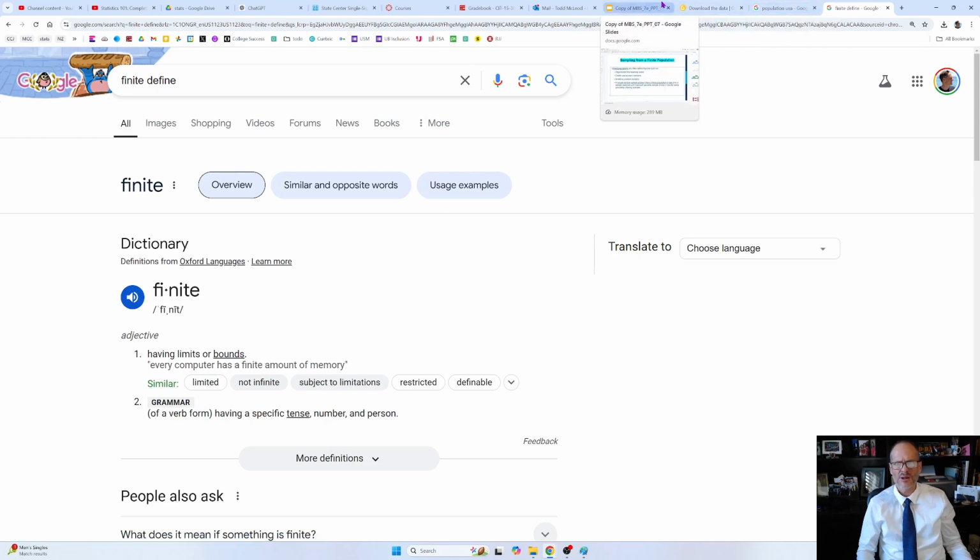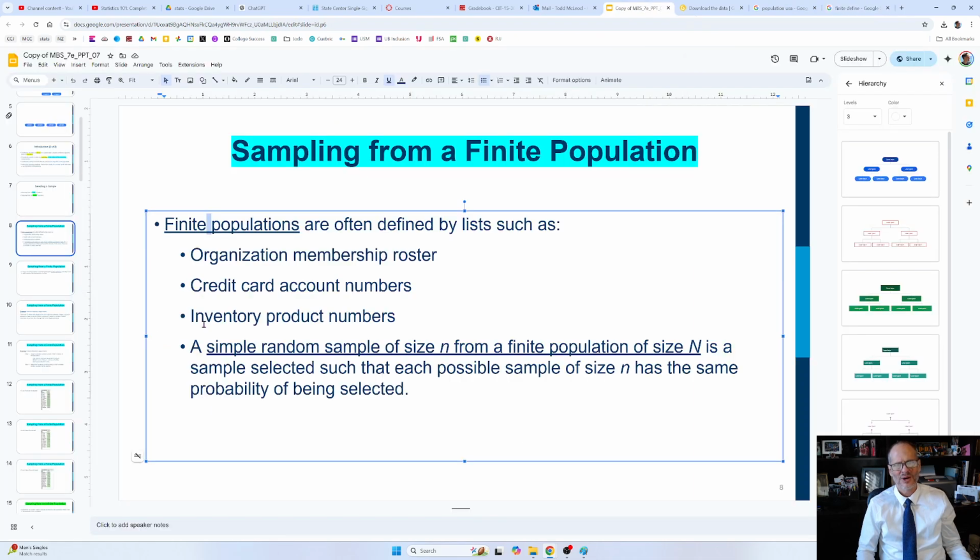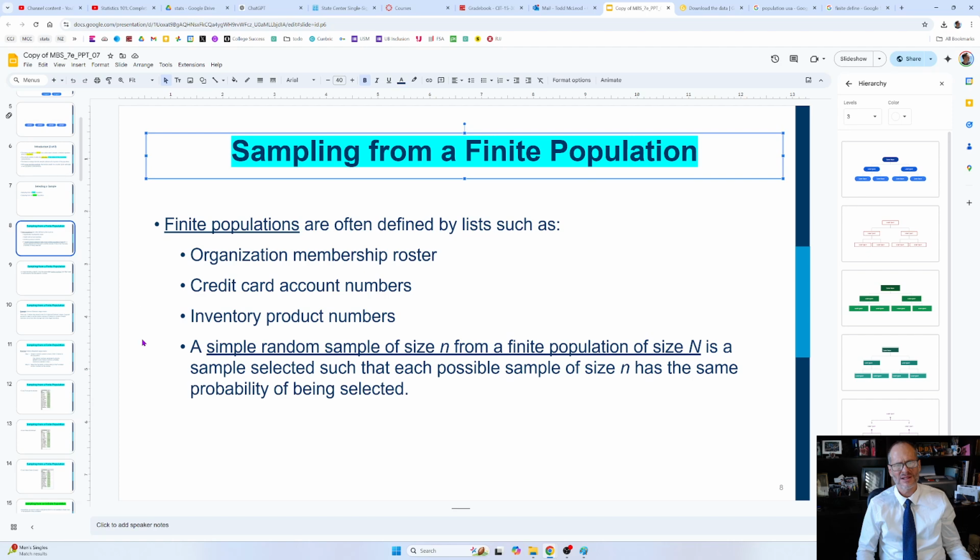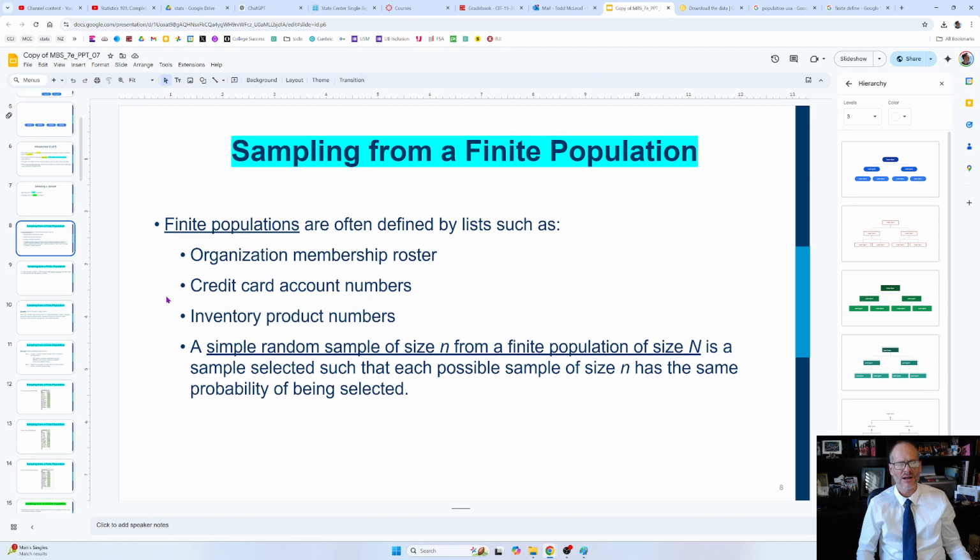Like we as humans are finite. We've got limits, we've got bounds. And so here we're talking about finite populations. They have limits. They're not infinite. They don't go on and on. An infinite population would be like the number of items coming off of a production line, because they just keep coming. They don't stop. Obviously, theoretically, it's not infinity.